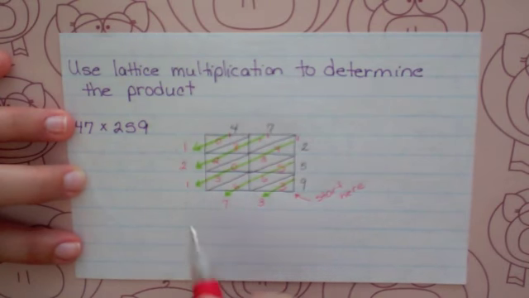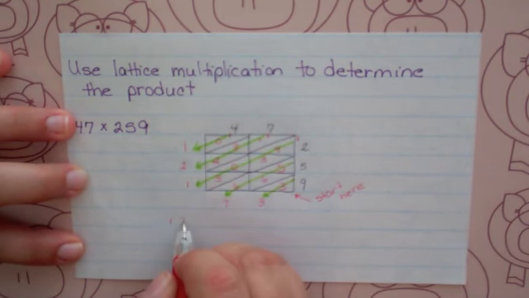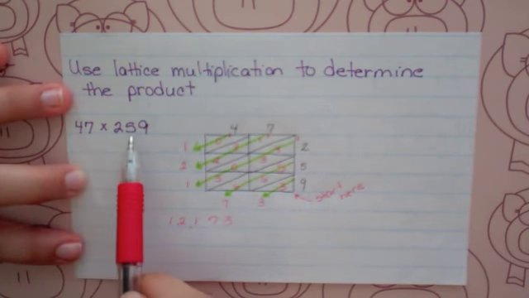And now you just read your number: 1, 2, 1, 7, 3. 47 times 259 is 12,173.